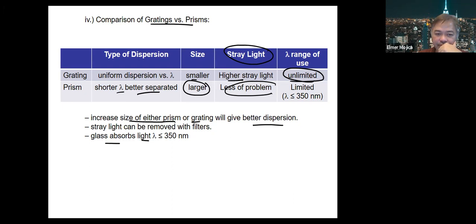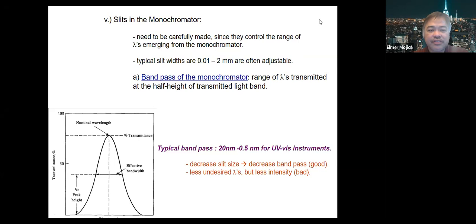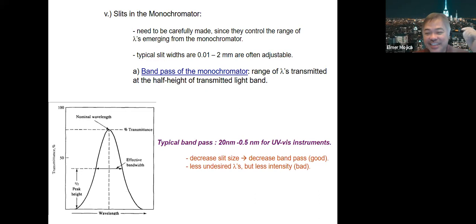Where are we? Slits. So what are these slits in the monochromator? Sometimes you're asked to use a certain size of slits. Usually the purpose of these slits is to control the size and position of the beam of light passing through the slit. And sometimes you have how many slits? Two. What are the two slits? Anyone? You have the entrance slit and the exit slit.